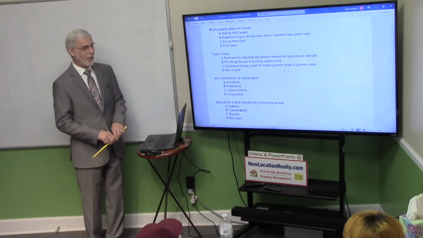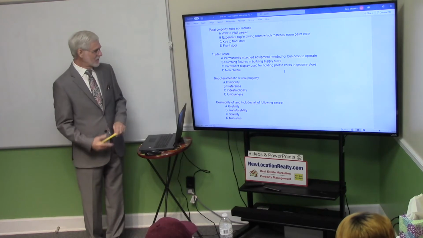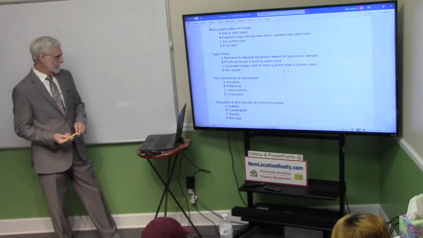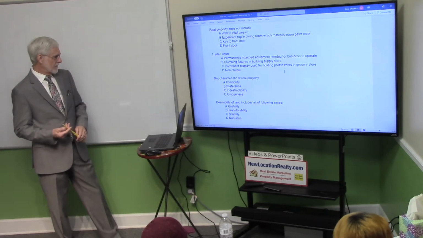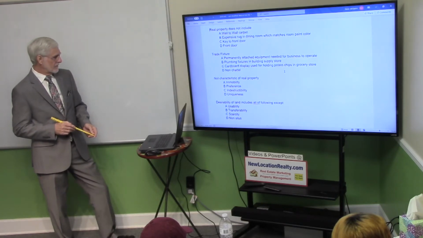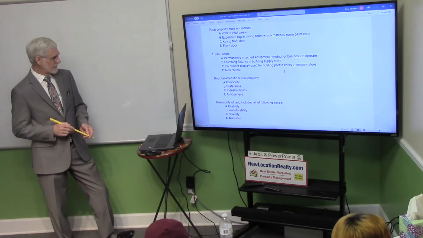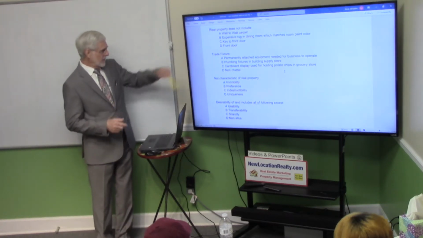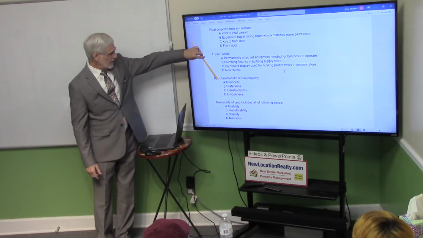Not characteristic of real property? Uniqueness? Not characteristic of real property. Mobility, preference, indestructibility, and uniqueness. It's not mobile. Indestructibility. Real property can't be destroyed. All right, let's take our word "not" out and look at characteristics of real property.